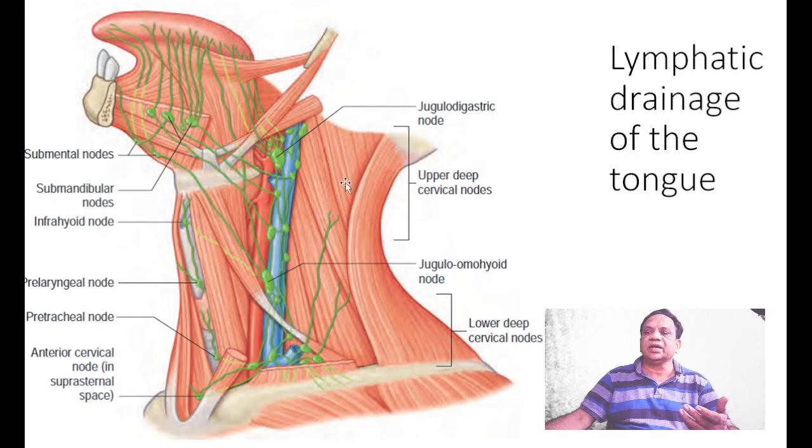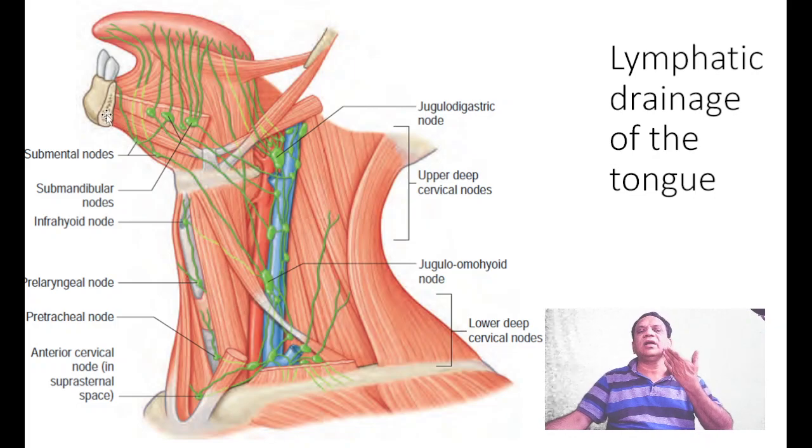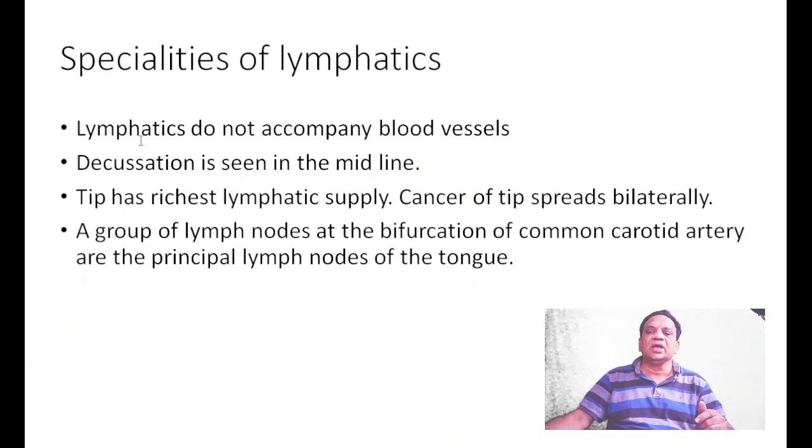Why is it important? Because you can see these are the lymphatics which drain into so many groups of lymph nodes. Particularly from the apical region, the tip, that is important because the lymphatics of the remaining part of the tongue drain into their respective side, but the tip will drain bilaterally. So any cancer of the tip may spread bilaterally. That's why it is important. That is the specialty. And you can see so many decussations, that means they may cross to the opposite side and drain into the lymph nodes of the other region. So these are all things you can see.